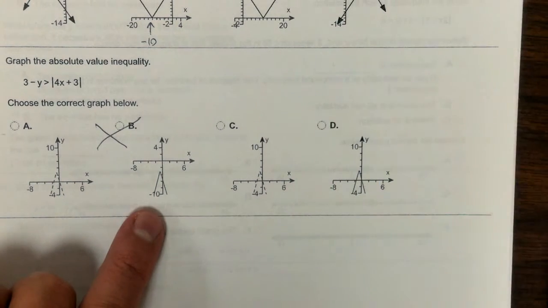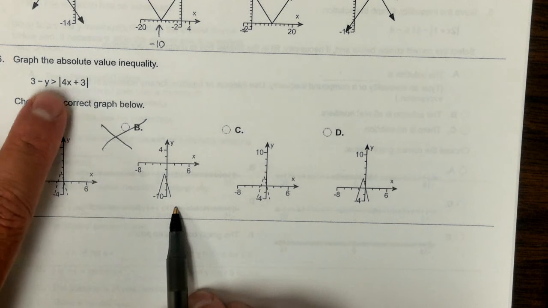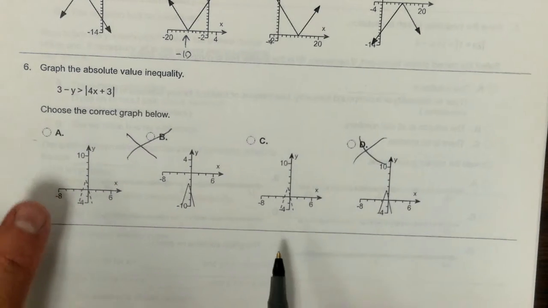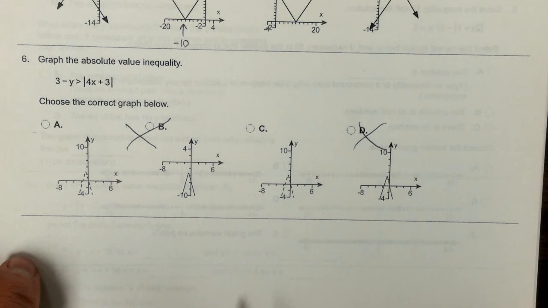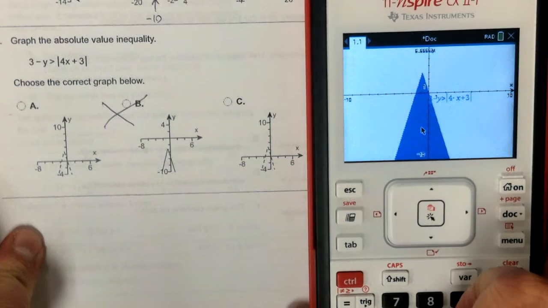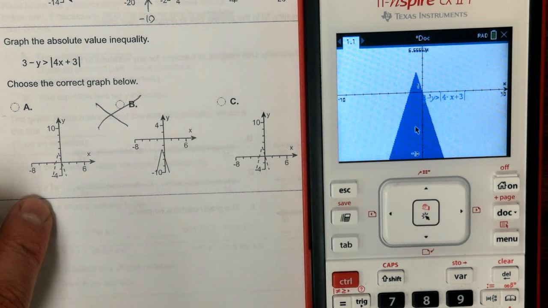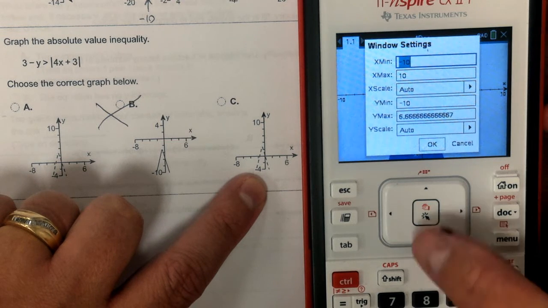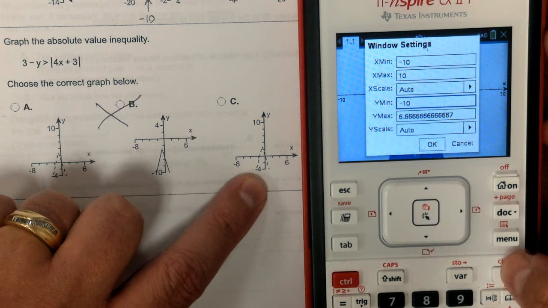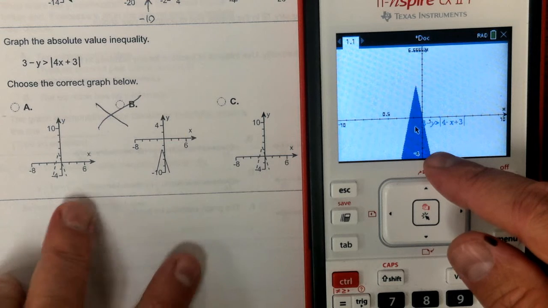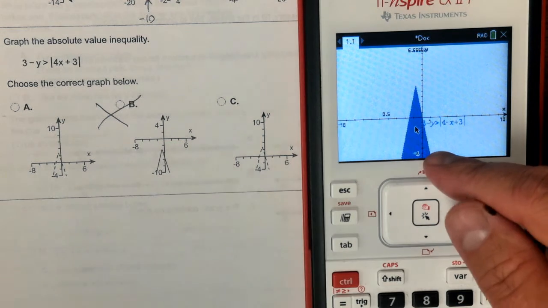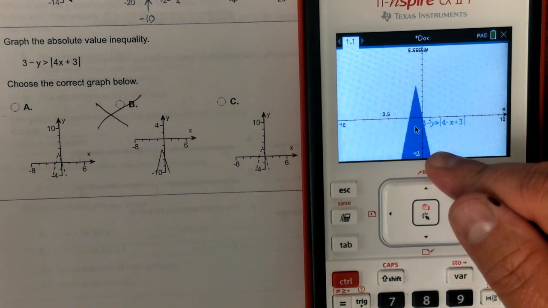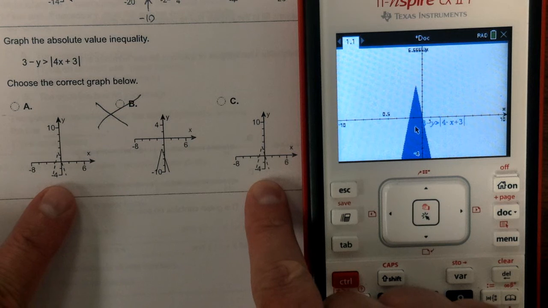Also, we know it was not B because these are solid lines, and this is a not equal to. It's a greater than, not greater than or equal to. So now you're down to, is it this one or this one? So I want to look at negative 4. These two look identical.